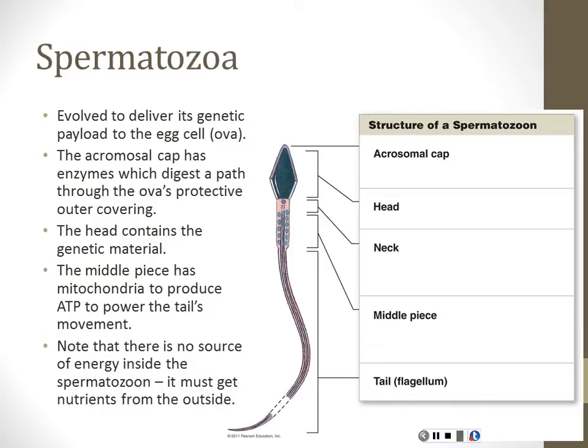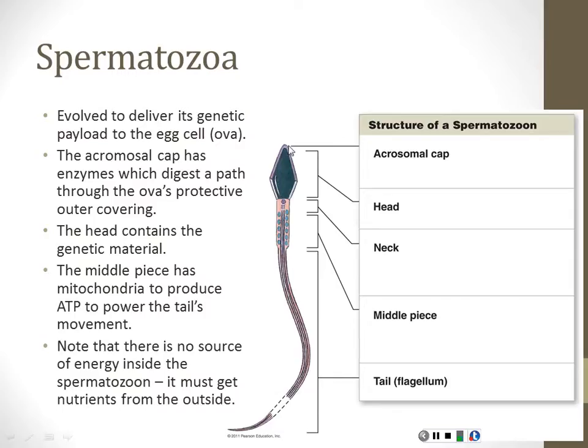So what we end up with is the spermatozoon is the singular, spermatozoa is the plural. Okay, so we get some weird Greek in there. And essentially this cell, because it's not an organism proper, because it can't do all the things an organism can do, but it is a cell, and it evolved for one purpose, and that's to deliver its genetic payload, which is found here in the head, to an ova, to an egg cell. All right, so its whole structure is based on that.